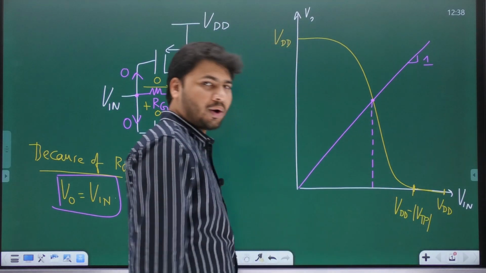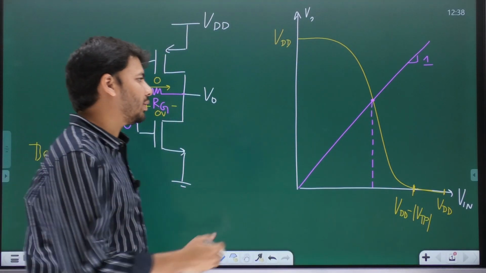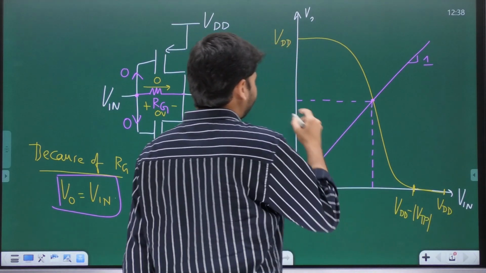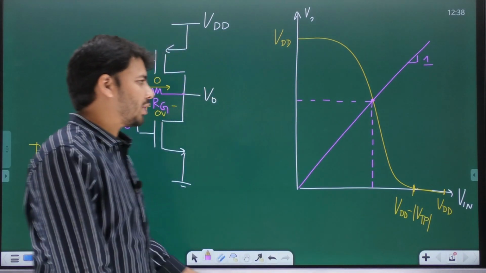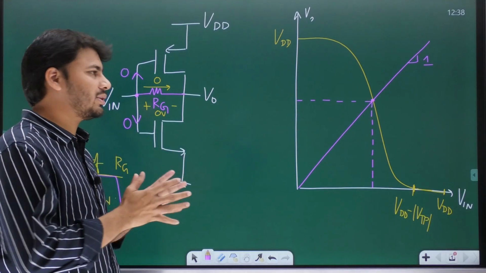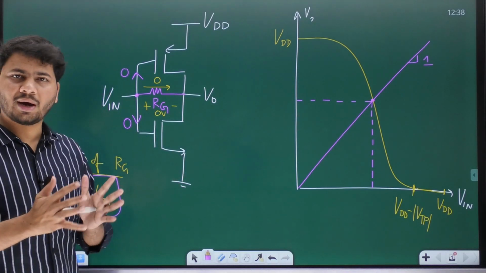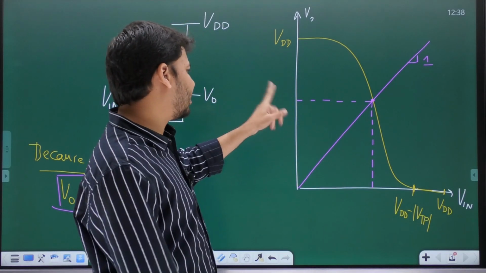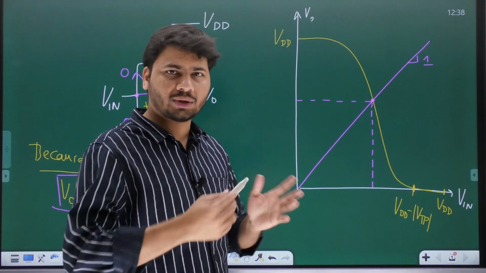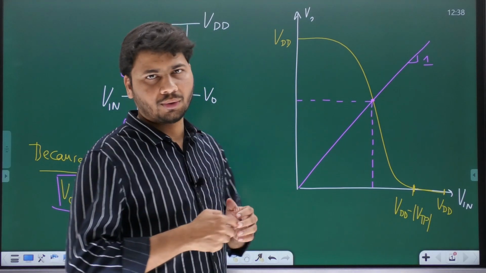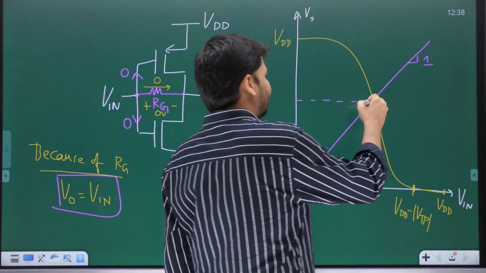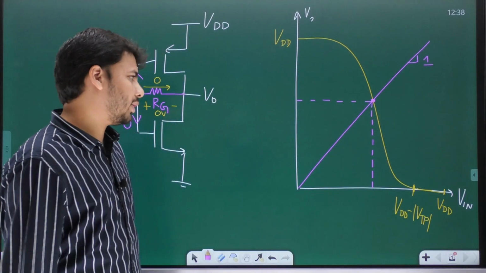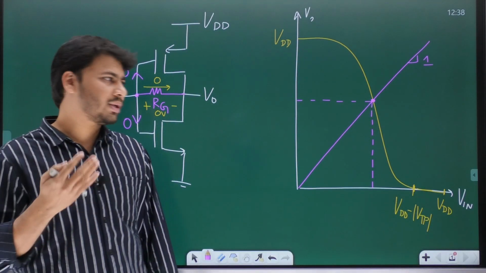And this point of intersection will have an x coordinate, that is the value of Vn, and also a corresponding y coordinate, which is the value of V0. But since the point of intersection lies on the line V0 equal to Vn or y equal to x, the x coordinate or the value of Vn and the y coordinate or the value of V0 both are going to be identical, V0 equal to Vn. Now the question is, what is the point of intersection? So right now we know one thing, that is V0 equal to Vn.